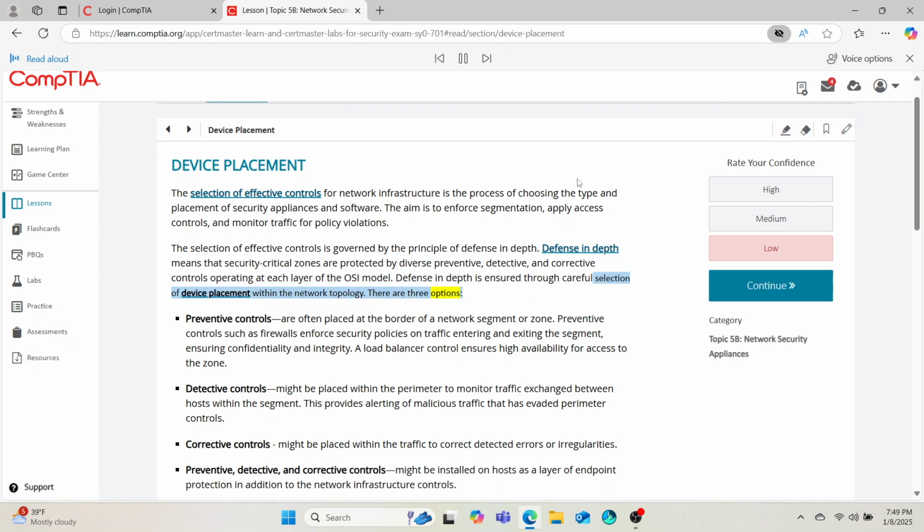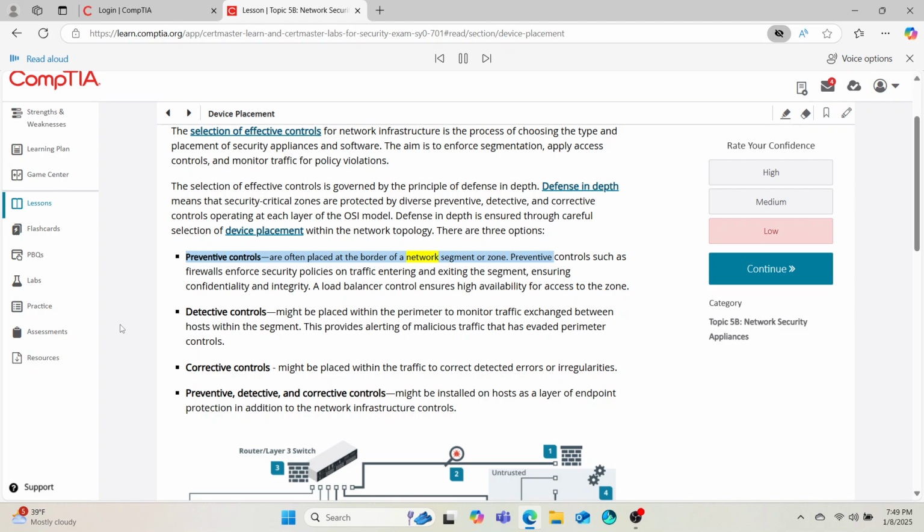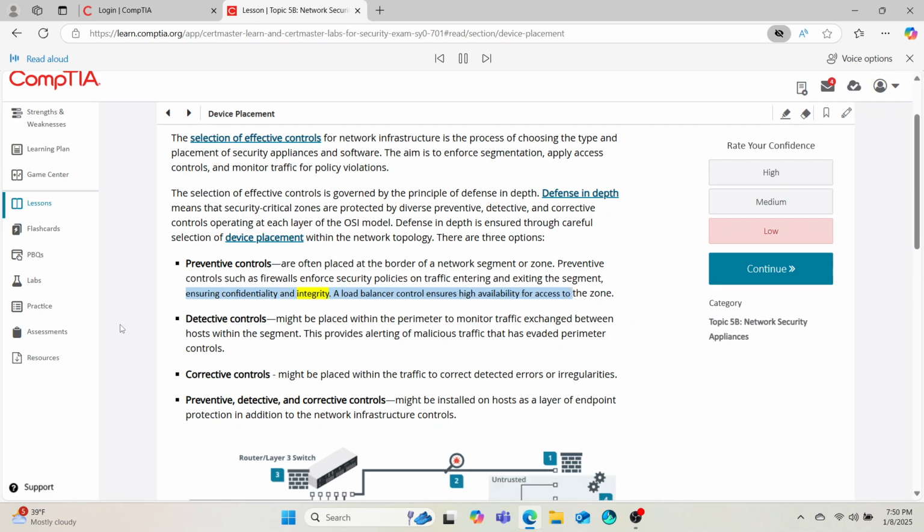There are 3 options. Preventive controls are often placed at the border of a network segment or zone. Preventive controls, such as firewalls, enforce security policies on traffic entering and exiting the segment, ensuring confidentiality and integrity. A load balancer control ensures high availability for access to the zone.